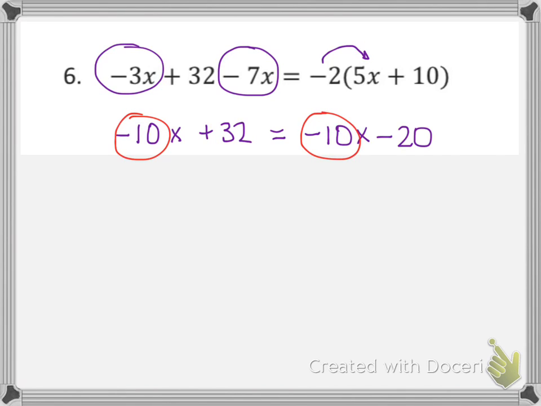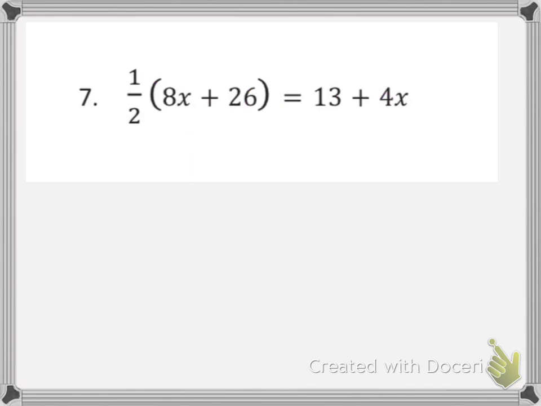That means they're going to go away, and I'm going to be left with these two are equal to each other, and they're not. So this is no solution. There is no solution. I don't need to go any farther because I'm just going to end up getting 32 equals negative 20, and that's not true. So that's it.